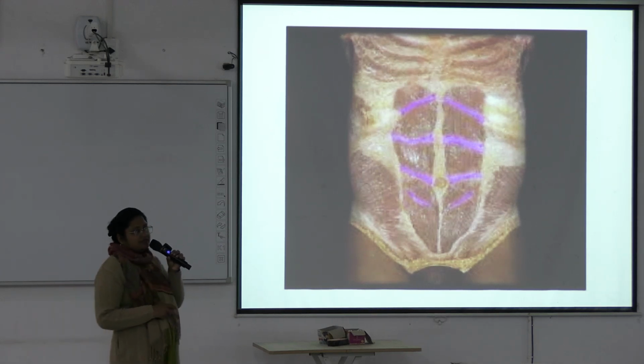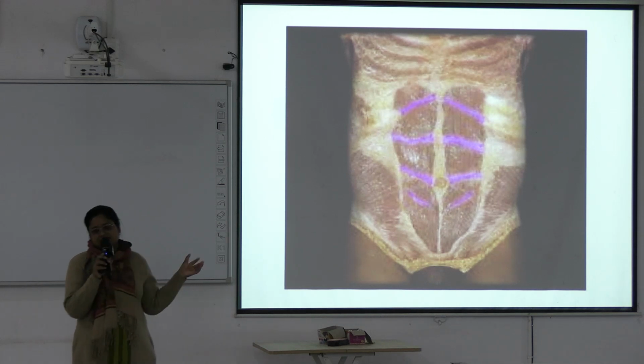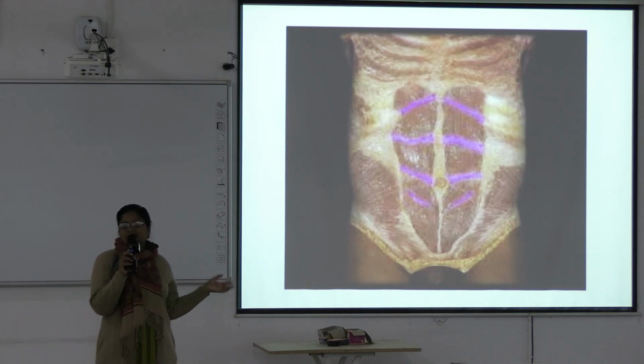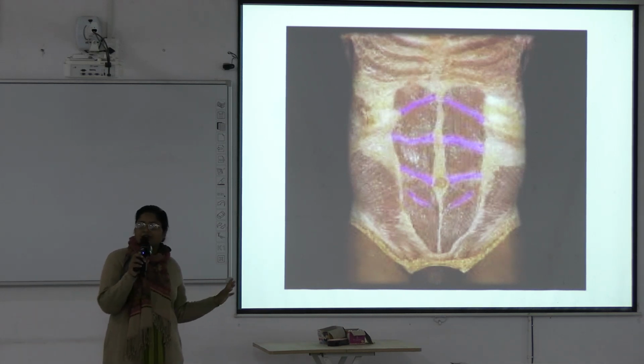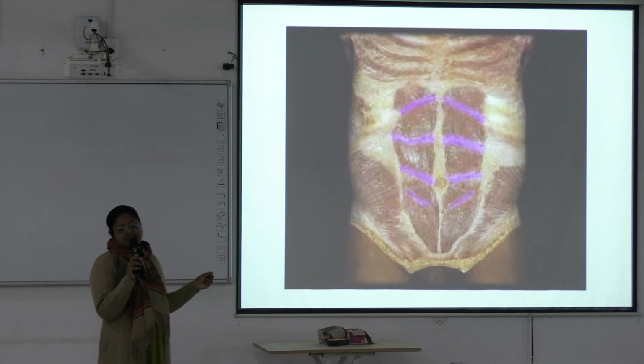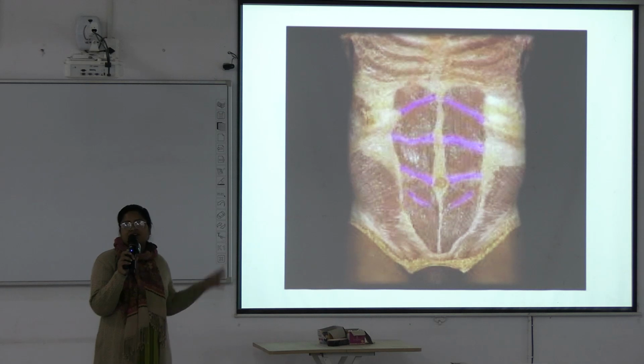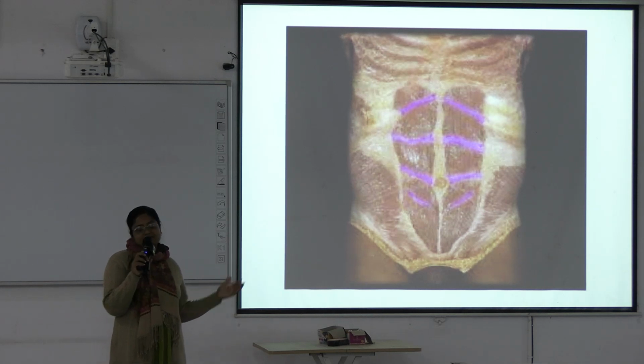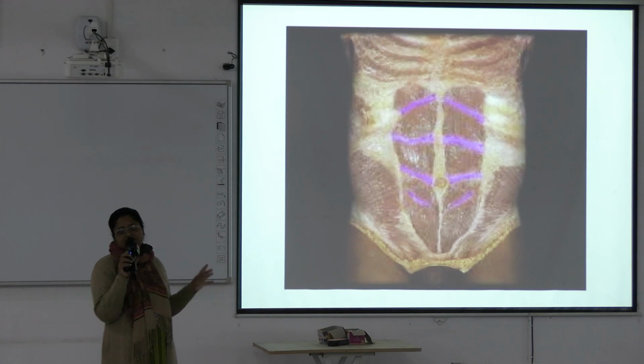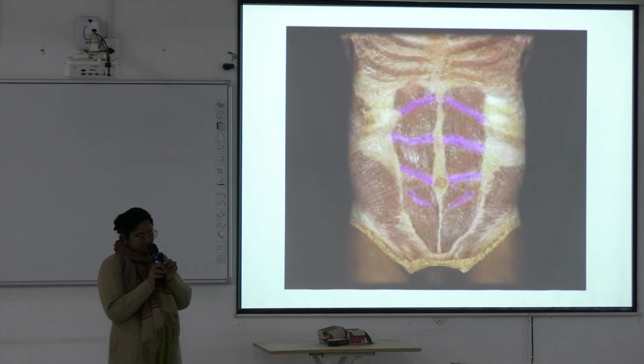Rectus sheath can come as a long question. You will be asked its formation, content, intersections. All these you will be asked. And why is the rectus sheath reflected laterally? Because to prevent injury of the nerves, because nerves are entering the rectus sheath from the lateral aspect. This is one important explain-why question.